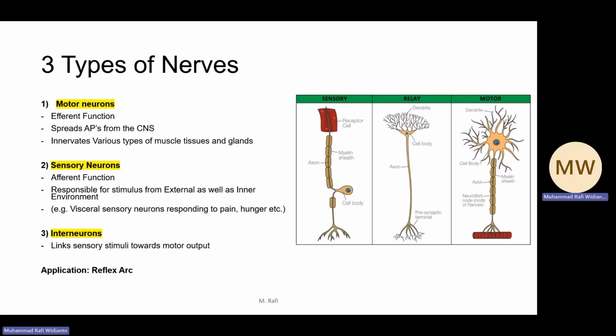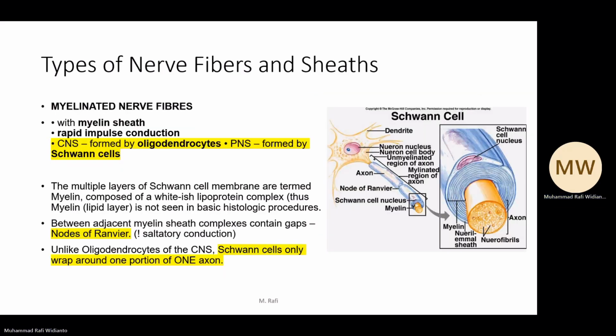Our sensory neurons are afferent in function, so they go towards the CNS. An example could be cutaneous sensation from your skin, and that information is sent towards the brain. We also have the interneuron, which connects these two. If you wanted to see all three in action, you would have, for example, a reflex arc, but that is not today's topic. It's just an example to understand more about it.